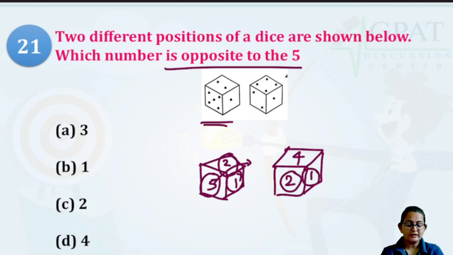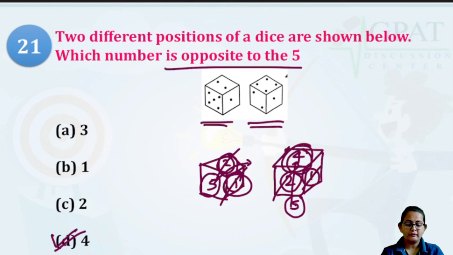We know the number adjacent to 2 and 1 would be 5. So 5 will be somewhere behind it. So the opposite one is 4. Okay, this is the dice question. You have to imagine in your mind if two dice are given and we have the common numbers. Then you can directly cancel them out, and the remaining one will be the opposite.